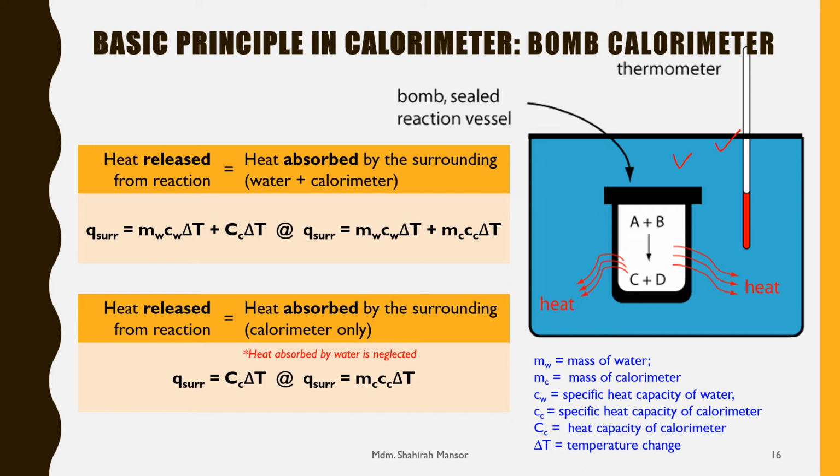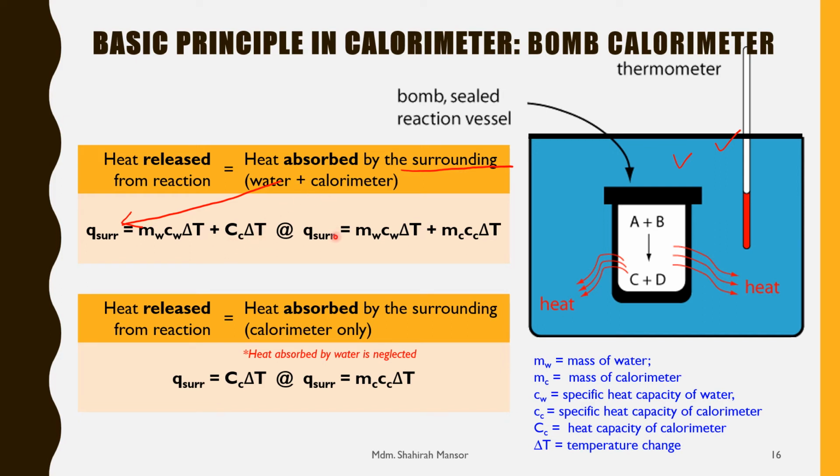maka the formula of the surrounding, Q surrounding will be MW times CW times delta T plus capital C delta T, ataupun MW CW delta T plus MC CC dan juga delta T. So MW merujuk kepada mass of water. This is specific capacity of water. Delta T is temperature change. So this capital C adalah heat capacity untuk calorimeter dan juga delta T.